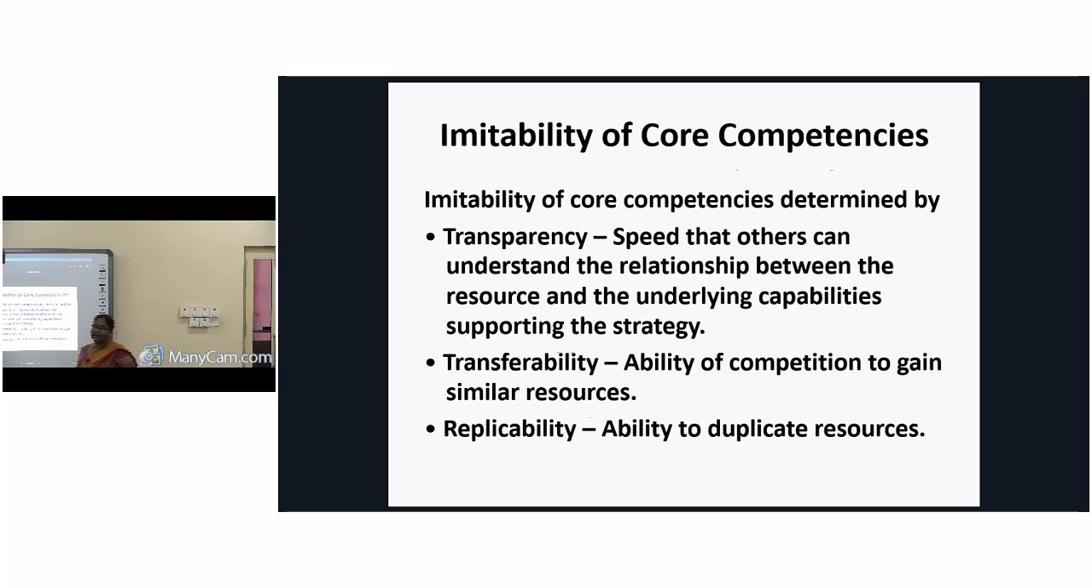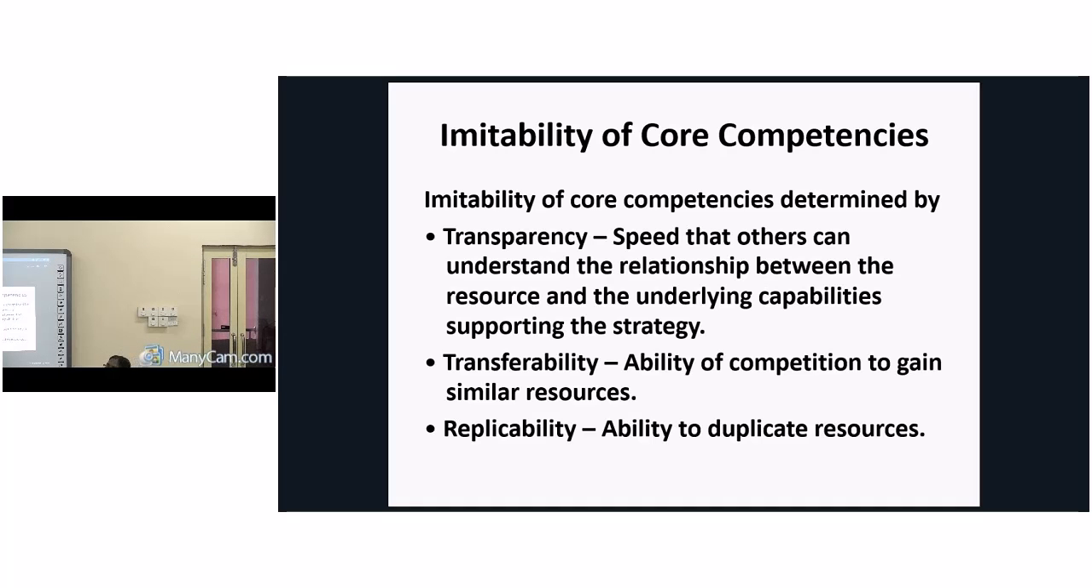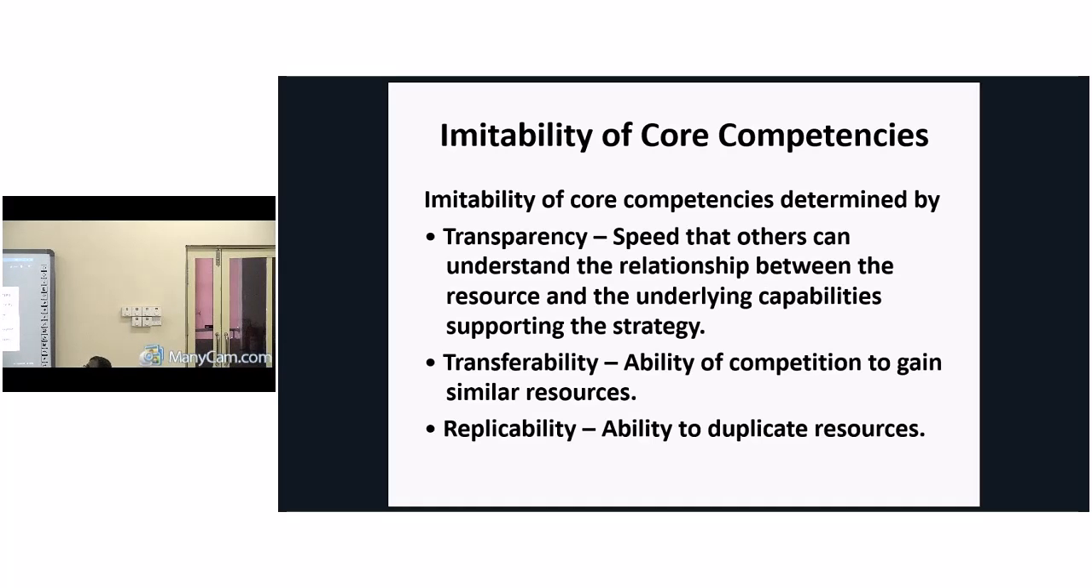So imitability, again taking the imitability, is also threefold: transparency, transferability and replicability. So imitability is happening everywhere in strategic management. So in gaining, if you are strategic enough, your strategies cannot be imitated by others. So it is very significant, imitability.